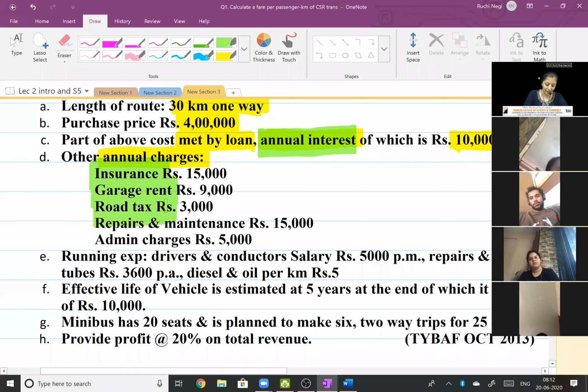Okay, students? Whatever is a fixed cost, I'm putting it in green.